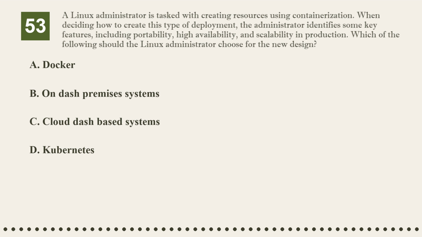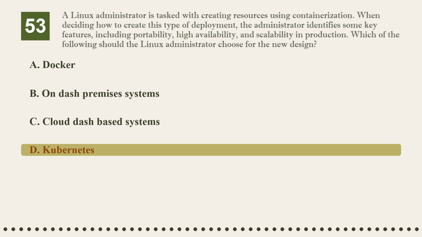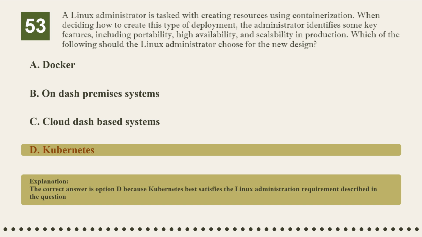Question 53. A Linux administrator is tasked with creating resources using containerization. When deciding how to create this type of deployment, the administrator identifies some key features, including portability, high availability, and scalability in production. Which of the following should the Linux administrator choose for the new design? Option A, Docker. Option B, on-premises systems. Option C, cloud-based systems. Option D, Kubernetes. The correct answer is option D, Kubernetes. The correct answer is option D because Kubernetes best satisfies the Linux administration requirement described in the question.